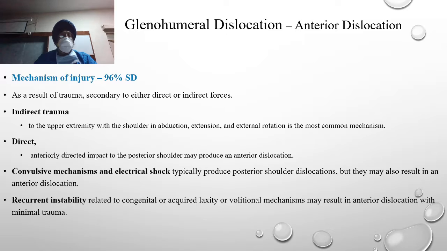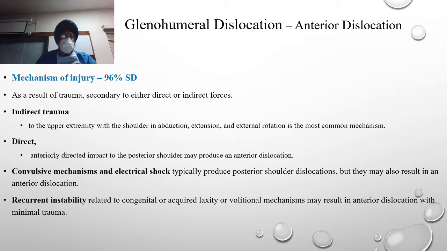Mechanism of injury is a result of trauma secondary to either direct or indirect forces. Indirect trauma to the upper extremity with the shoulder in abduction, extension and external rotation is the most common mechanism. Direct, anteriorly directed impact to the posterior shoulder may produce an anterior dislocation. Convulsive mechanism and electrical shock typically produce the posterior shoulder dislocation, but they may also result in an anterior dislocation. Recurrent instability related to congenital or acquired laxity or a volitional mechanism may result in anterior dislocation with minimal trauma.